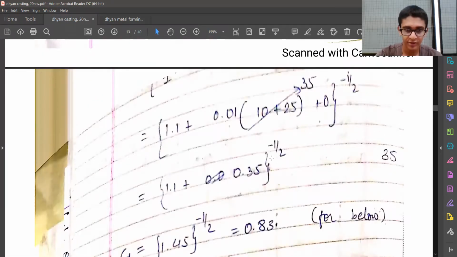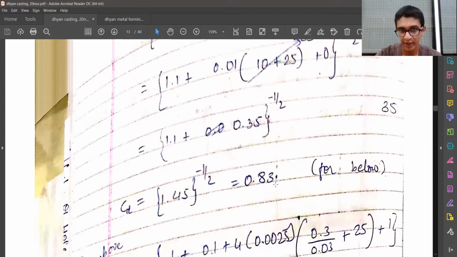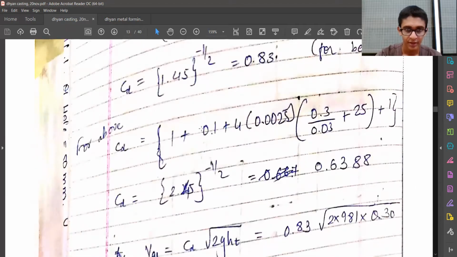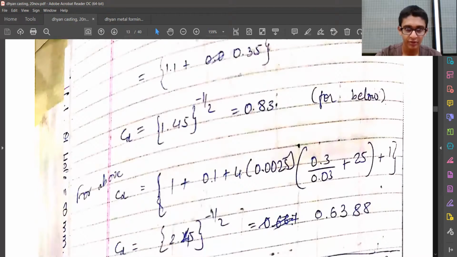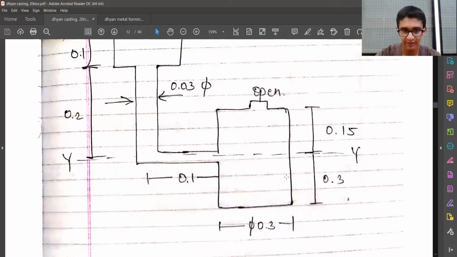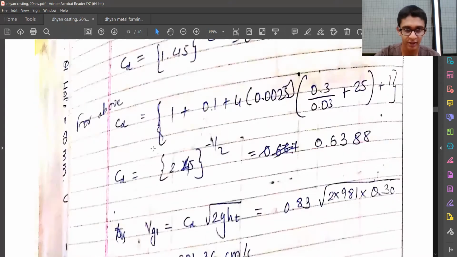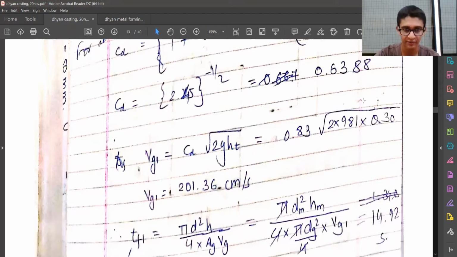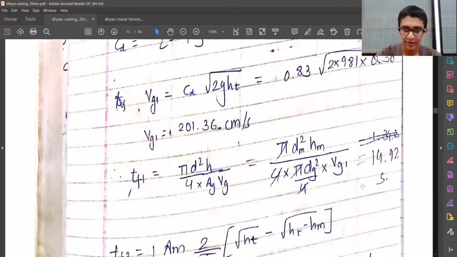And hence, as I put the values, my CD comes out to be 0.83. I use the CD value for the first case, which is filling below YY plane. For filling above YY plane also, I figure out the values of CD because all the factors are given: beta, EF, F value, all the things are given. So both the CD values are with me now, the coefficient of discharge. Now VG1 will be 201 and the mold filling time in that case will be some 14.92 seconds.